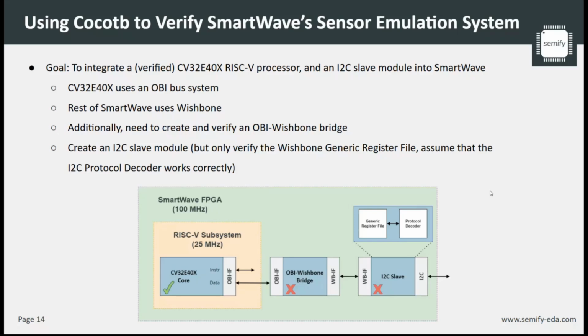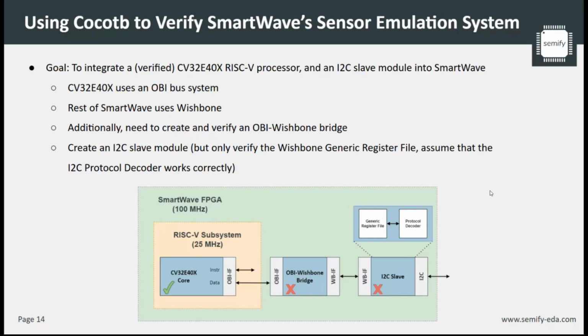If we look at the picture here, we see that there are certain modules with checks and others with X's. The modules with checks, which is just this RISC-V subsystem here, means that it's already pre-verified. So we take this IP from the Open Hardware Group and we drag and drop it into our system, assuming that it works. So we won't be doing any verification on it. Additionally, with the other two modules, we're going to make this OBI Wishbone bridge from the ground up, and we want to verify it, of course.